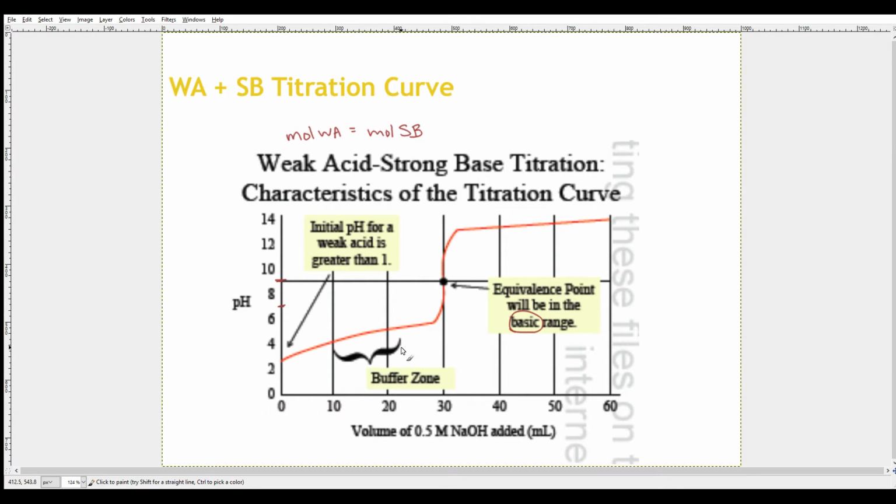Something else that's helpful when you're reading these graphs, we know that weak substances can act as buffers. That's something we learned in the previous video. And the buffer zone is here where you can see the weak acid is resisting being made basic. And once it hits this turning point, then we know we have probably run out of weak acid, and the strong base is now changing the pH without anything holding it back. So this would be considered the buffer zone.